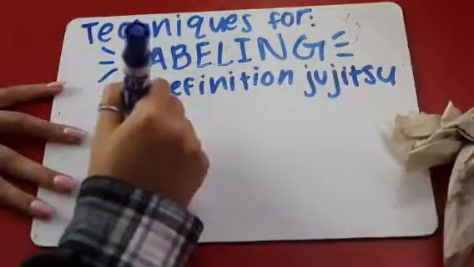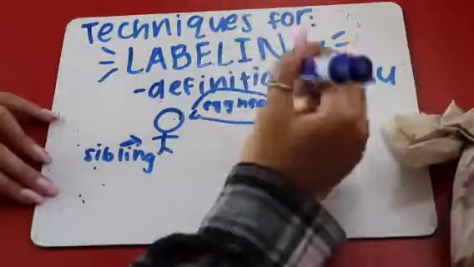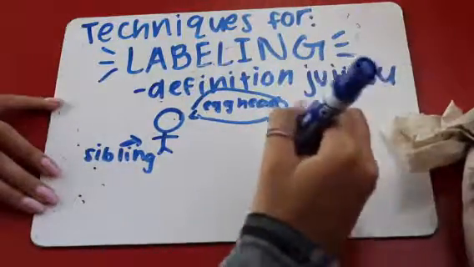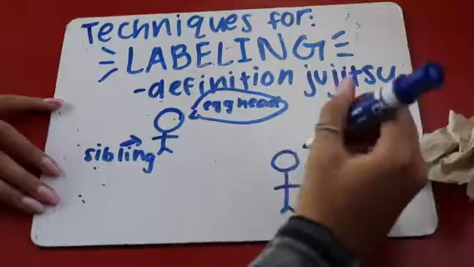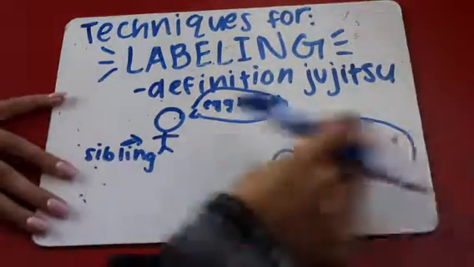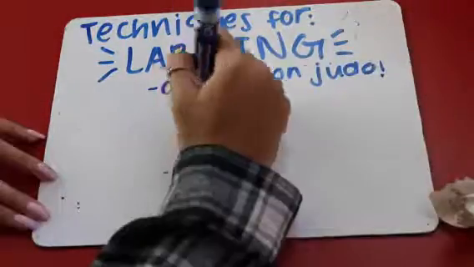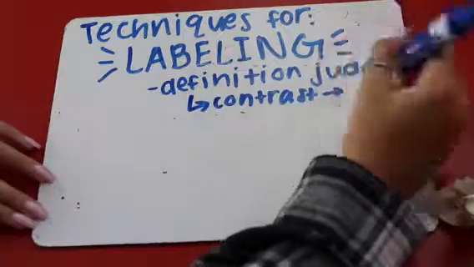For example, if your sibling says, "You're just talking like an egghead," and you reply, "If talking like an egghead means knowing what you're talking about, then yes, I am talking like an egghead." This shows how you use your opponent's words for your own benefit. Definition judo. Use terms that contrast your opponents, creating context that makes them look bad.